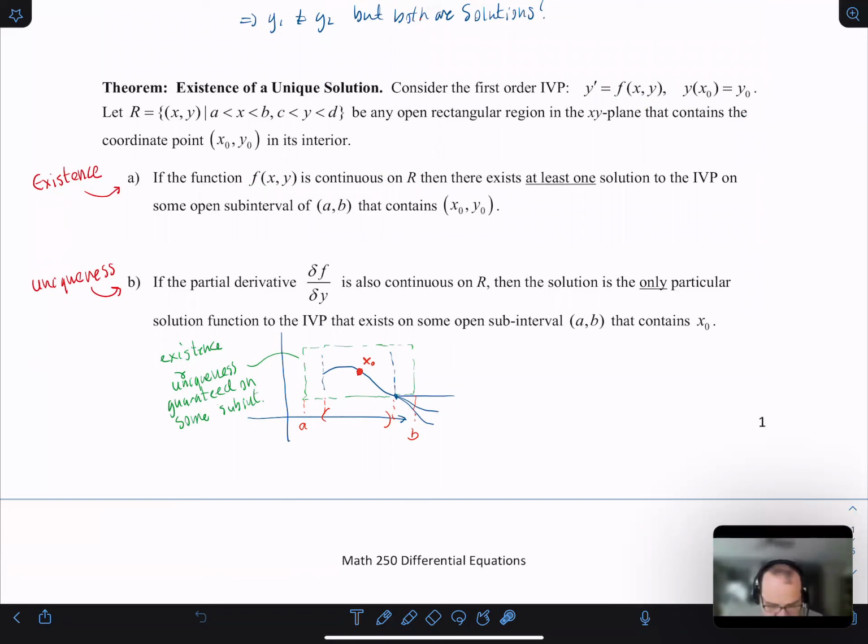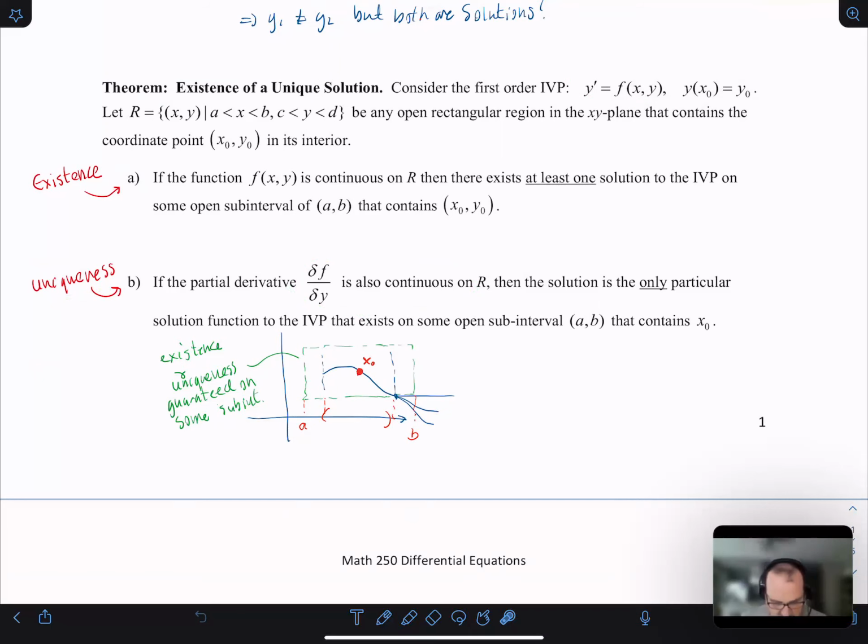Then similarly, the second part of this theorem says if the partial derivative del f del y is continuous on this open rectangle, then we have a unique solution to the initial value problem on some open subinterval that contains x0. Exactly how big this open subinterval is is not given to us by the theorem, but we know it is an open interval. So there is some interval that contains x0 where we have a unique solution. The continuity of the partial derivative tells us about the uniqueness of our solution.